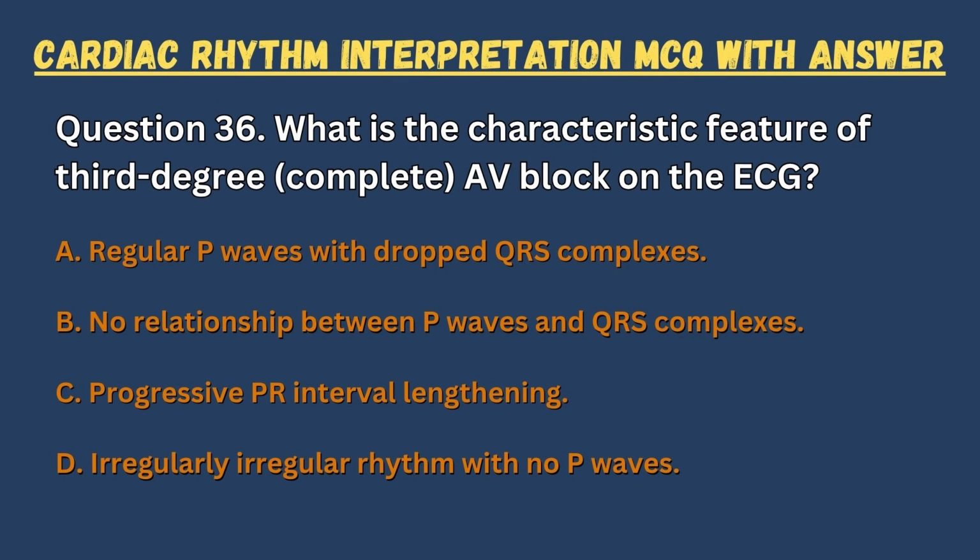Question 36. What is the characteristic feature of third-degree, complete, AV block on the ECG? A. Regular P waves with dropped QRS complexes. B. No relationship between P waves and QRS complexes. C. Progressive PR interval lengthening. D. Irregularly irregular rhythm with no P waves.